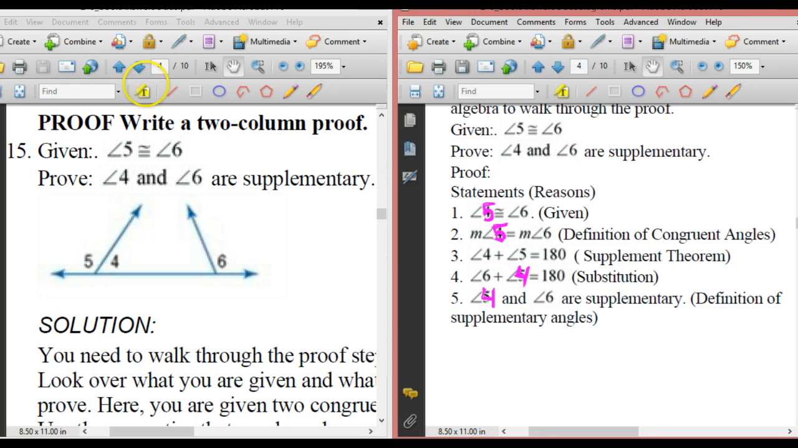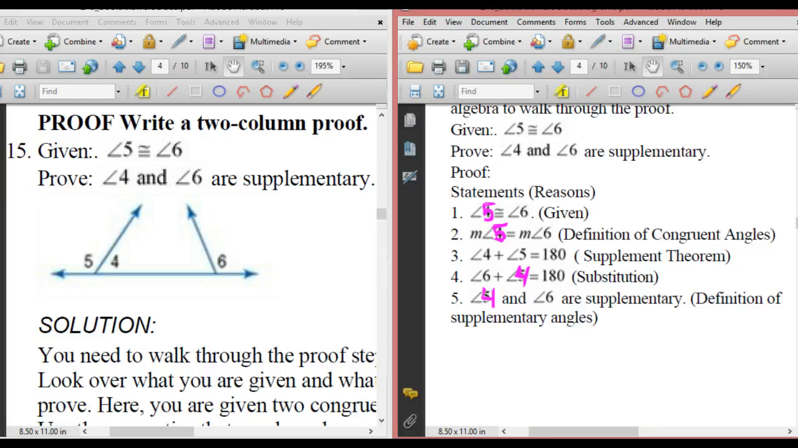On number 15, we want to write a two-column proof, with statements and reasons. We are given that 5 is congruent to 6. So angles 5 and 6 are congruent. We want to prove that angles 4 and 6 are supplementary, that they add up to 180. Looking at our diagram, we know that 4 and 5 are supplementary because they're a linear pair. And if 5 and 6 are congruent, then we can very easily show that 4 and 6 are supplementary through substitution. That's the plan that we'll use for this proof.